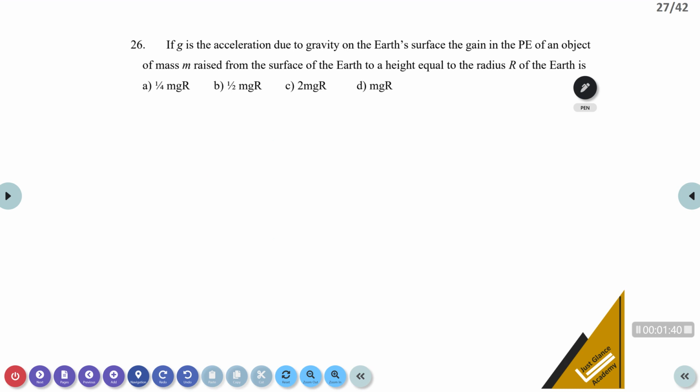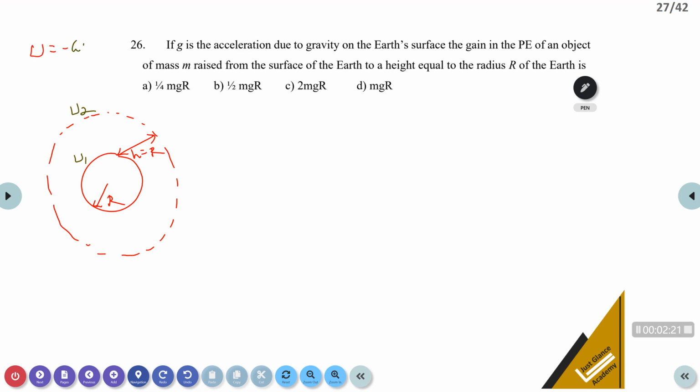25th. If g is the acceleration due to gravity on the Earth's surface, the gain in potential energy of an object of mass m raised from the surface of the Earth to a height equal to radius R. Okay, first I will draw the diagram. This is your surface. Here, the object is moving to some height. What is the height here? This is h equal to R. Here the potential energy is U1 and here the potential energy is U2.